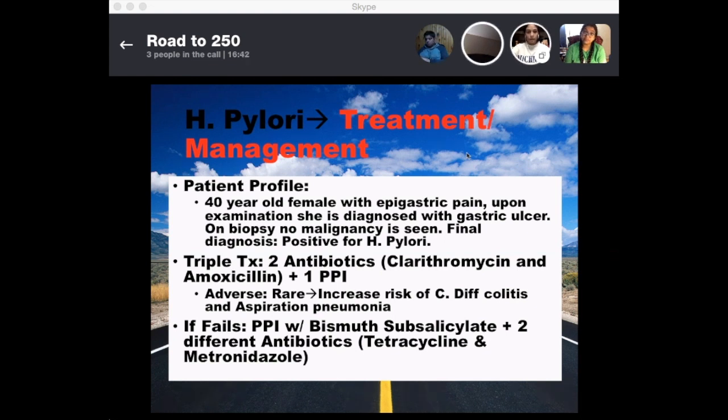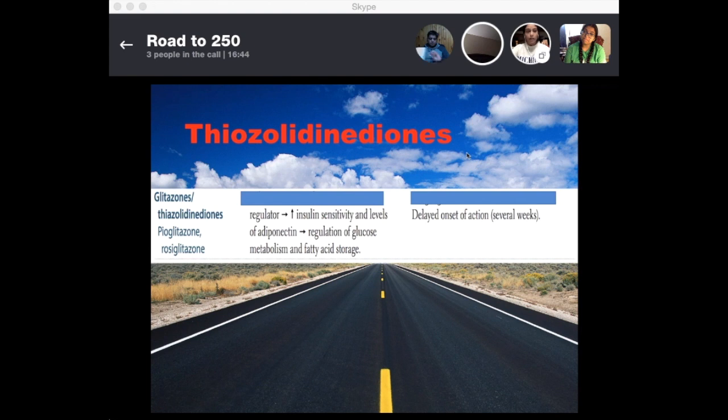All right, cool. So the drug of the day is the thiazolidinediones. Can anybody tell me the main idea of the mechanism of action? What's the enzyme or PPAR gamma? Yeah, so the receptor is that the thiazolidinedione binds to a PPAR gamma nuclear transcription factor, and that is increasing insulin sensitivity and levels of adiponectin, which then leads to regulation of glucose metabolism and fatty acid storage.